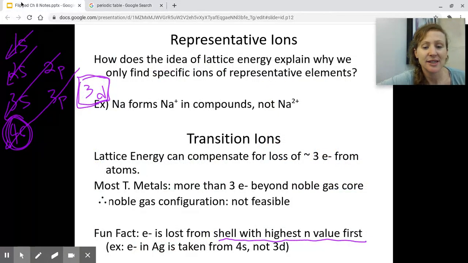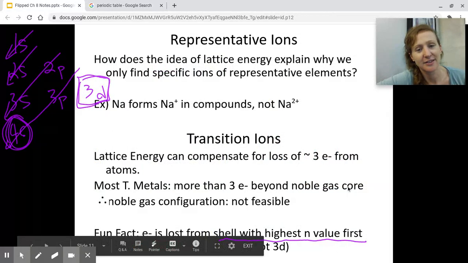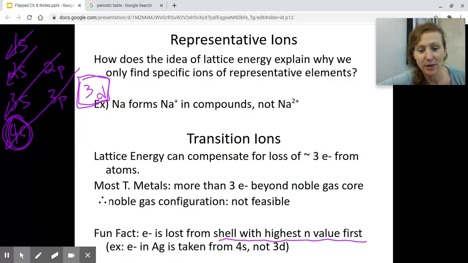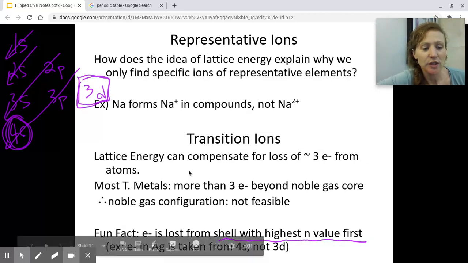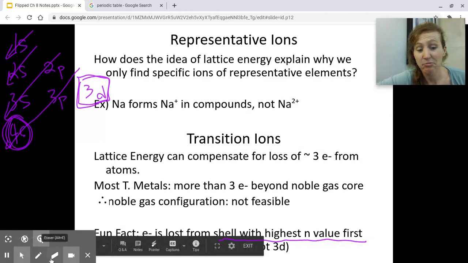So that is a fun fact that might not be as logical as other patterns that we see on the periodic table. So good to know. Maybe you'll win Jeopardy with that someday.